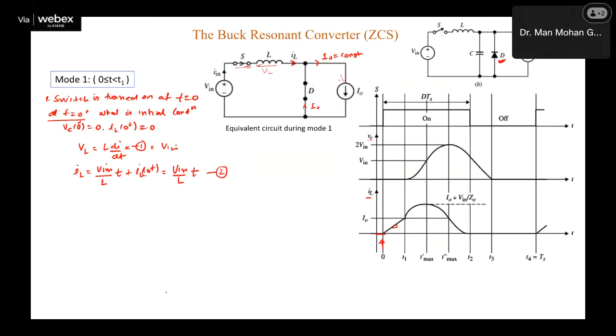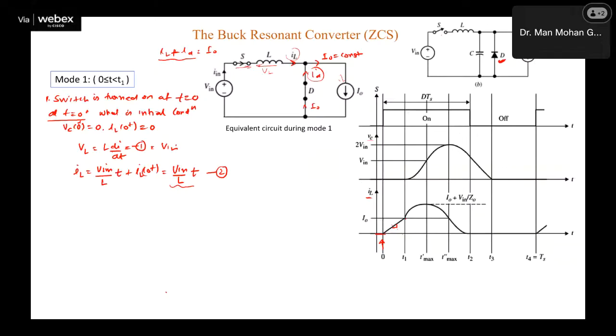This is constant. This current has started to increase with this law. It means the summation of this IL plus this ID should be I node. Correct? Now, because IL has started to build up, ID should go down, like this, and when ID becomes 0, the whole current I node will come through this inductor itself, right?